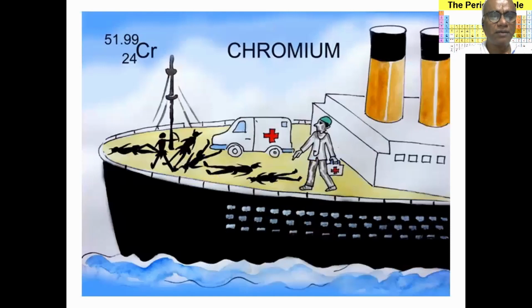And from the van, one fellow is coming with a chromium suit. From the van, one person is coming out with a chromium suit. So the 24th element is chromium.